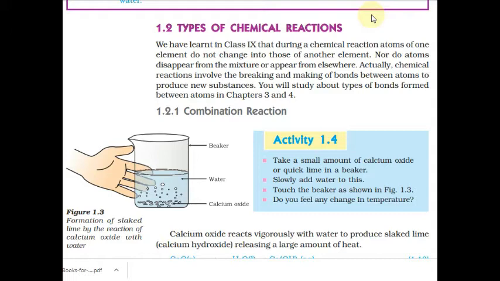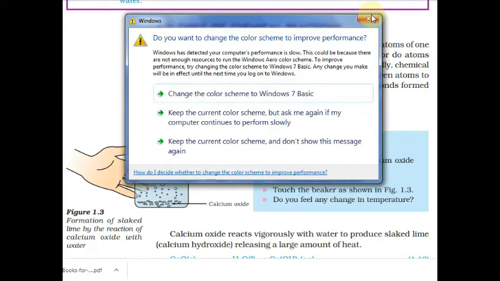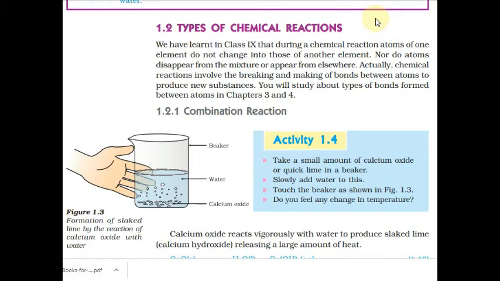In figure 1.3, formation of lime by the reaction of calcium oxide with water is given. Here we have a beaker. In the beaker water is added. In water calcium oxide is added. Slaked lime, calcium oxide, CaO. Quick lime means calcium oxide, CaO.